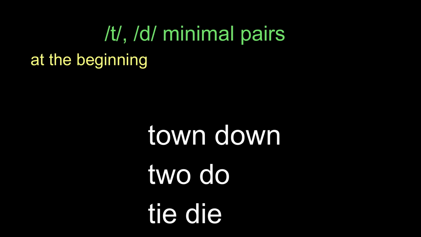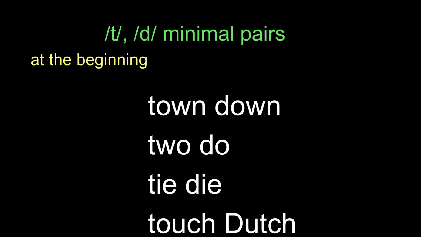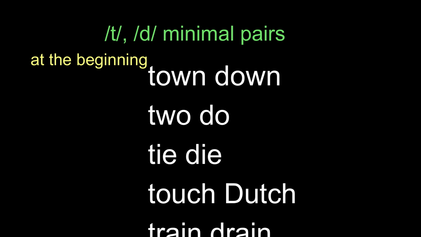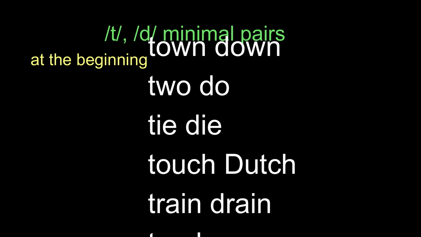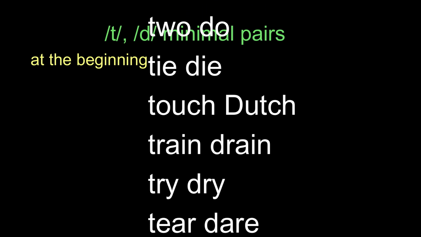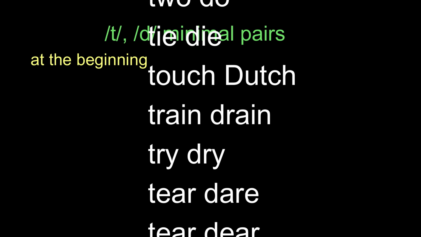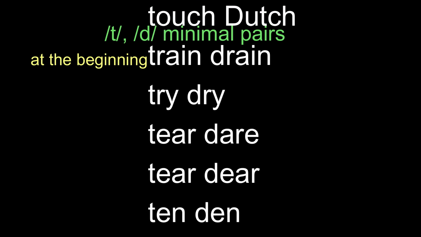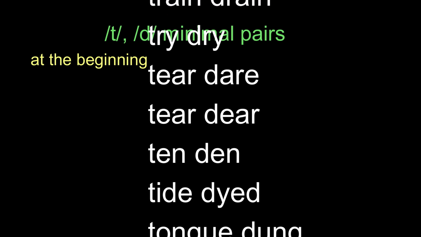T, d minimal pairs. These are ta and da minimal pairs where the phoneme comes at the beginning of the word. Town, down. To, do. Tie, die. Touch, Dutch. Train, drain. Try, dry. Tear, dare. Tear, dear.